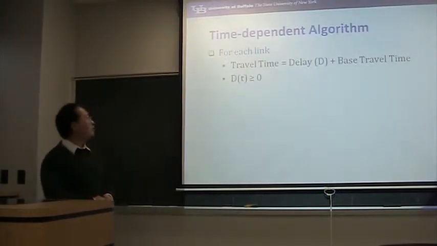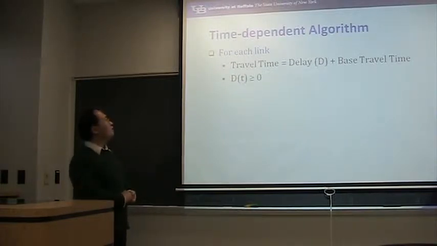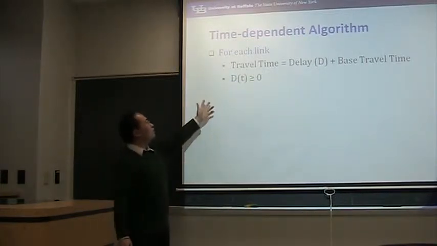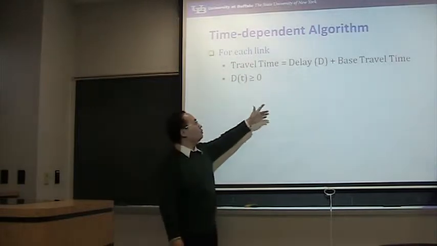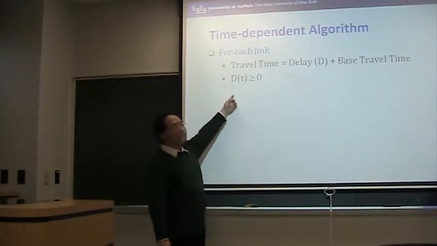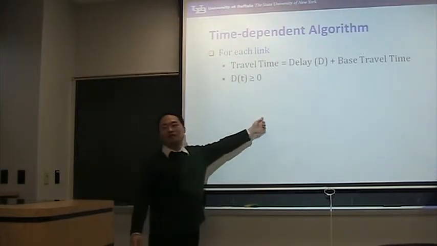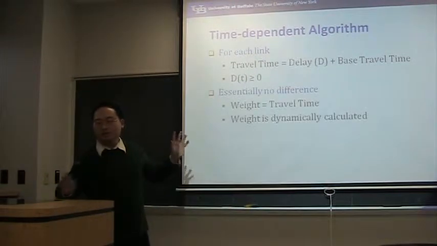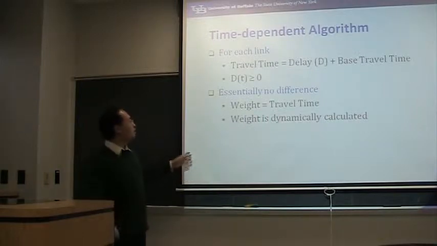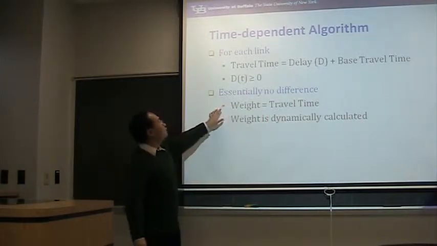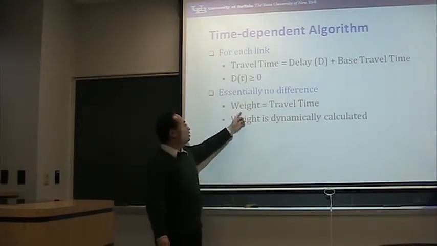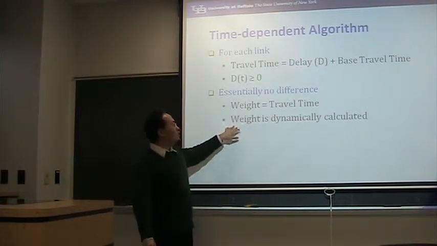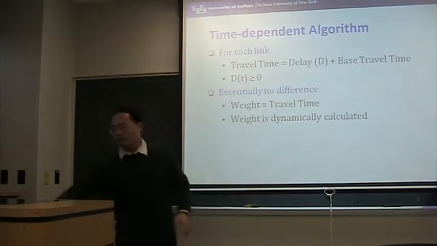But before that, let's talk about time-dependent algorithm. The formulation is very simple. For each link, travel time is equal to delay and base travel time. And delay is a function of time, and it's always positive. It has almost no difference. The only difference is in time-dependent algorithm, the weight is travel time, and the weight is dynamically calculated.